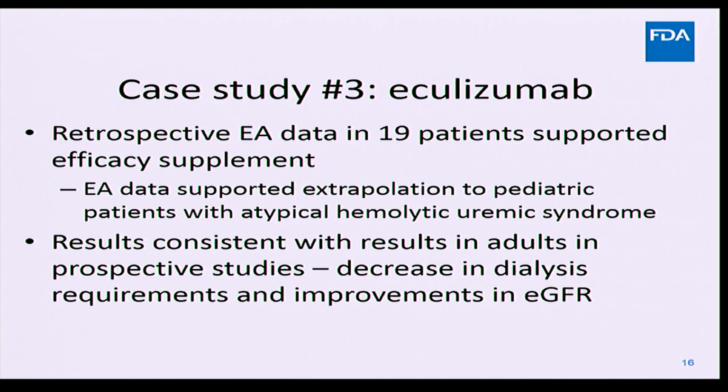So eculizumab was the third study. This data was in 19 pediatric patients. I think the drug was approved in adult use, but the expanded access use supported extrapolation to the pediatric use in patients with atypical hemolytic uremic syndrome. Again, a very, very rare disease.